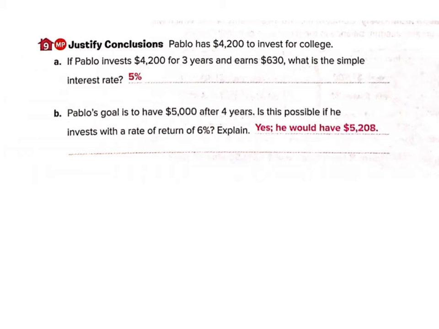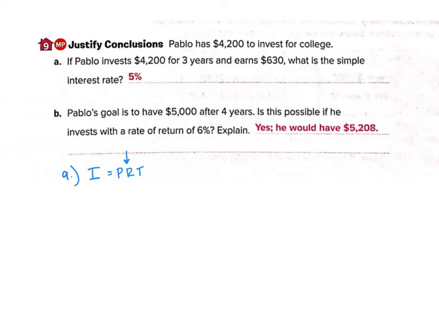Pablo has $4,200 to invest for college. A, if Pablo invests $4,200 for 3 years and earns $630, what was the simple interest rate on wherever he's investing? So for A, I equals PRT, I'm solving for R.